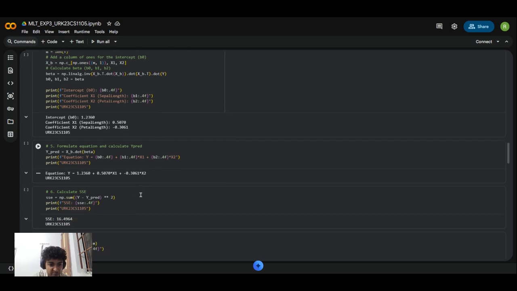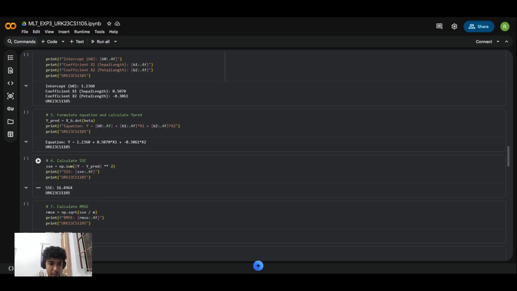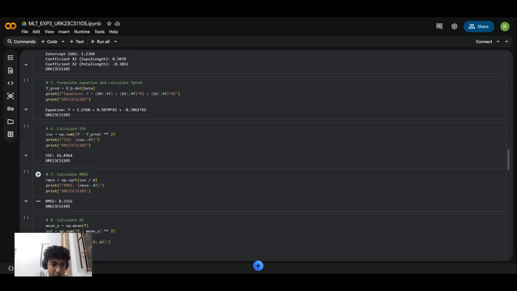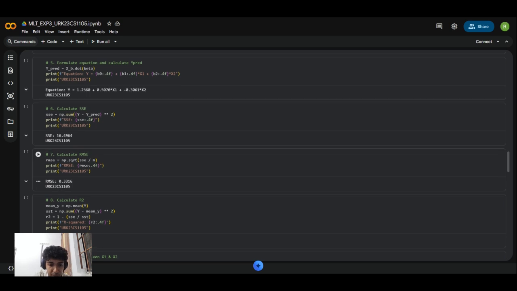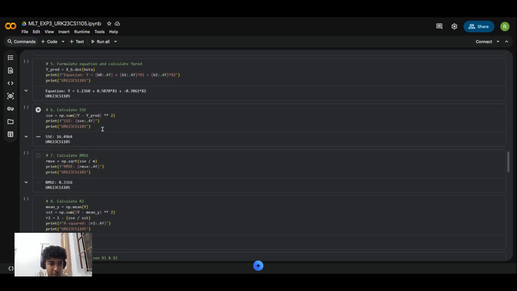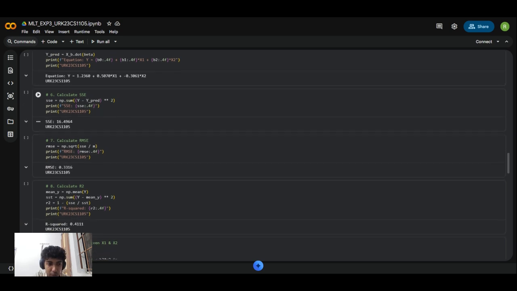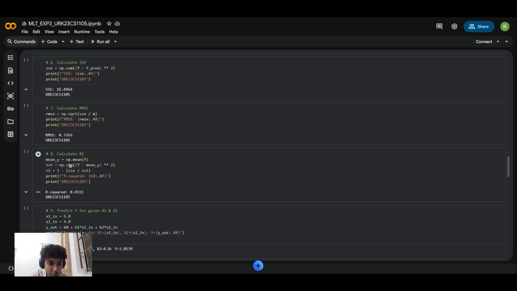The regression equation is given here, and the SSE is also given here, and the root mean square error is also given here. The meaning of this SSE is that the prediction error is lower than simple regression. The root mean square error, the average prediction error, is given here, and the R2 score too.